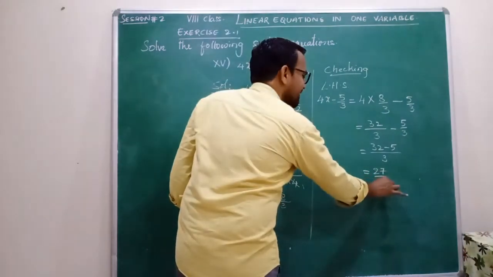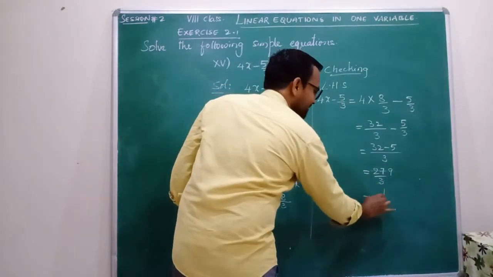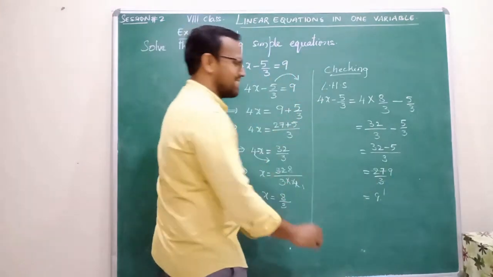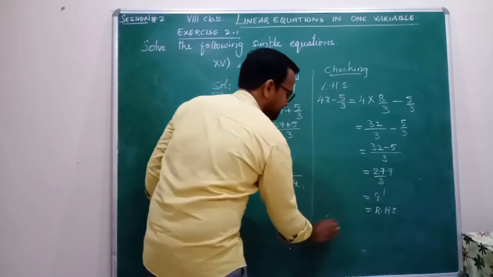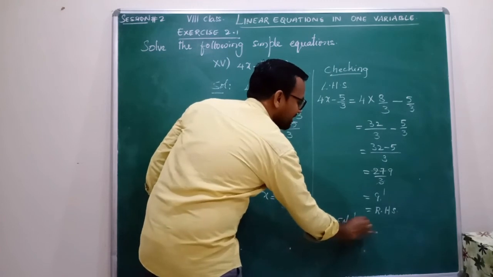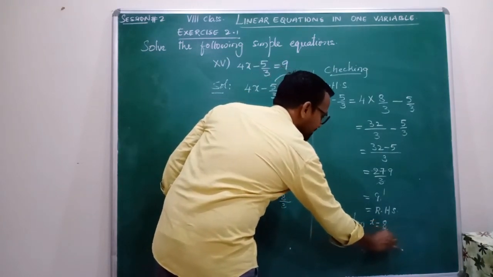Now, 3 ones are 3. 3 nines are 27. 9 by 1 is nothing but 9. What is 9? 9 is the RHS. So which is equal to RHS. Therefore, the solution for the equation is x is equal to 8 by 3.